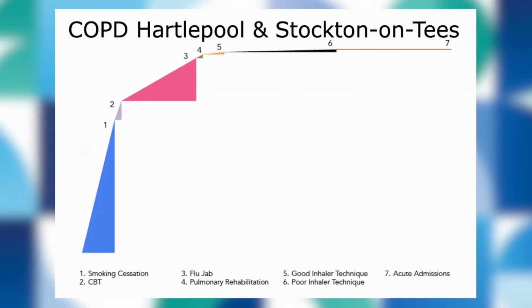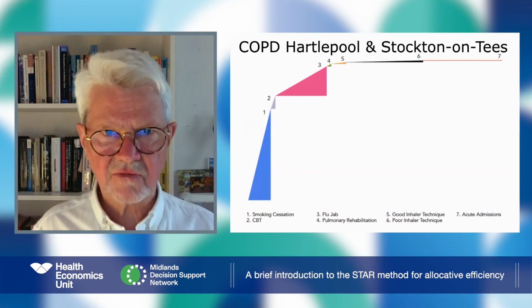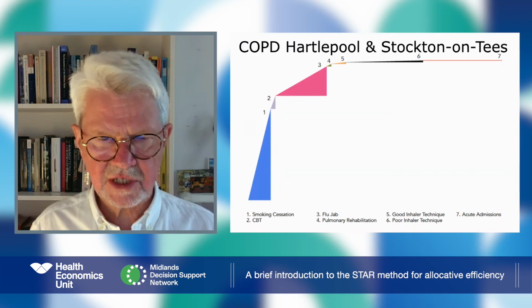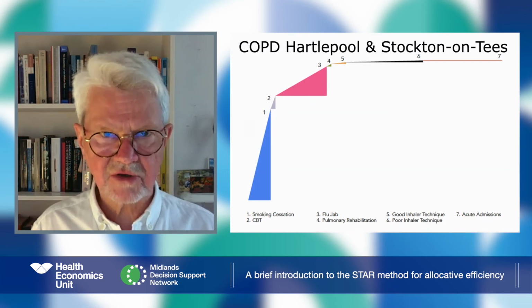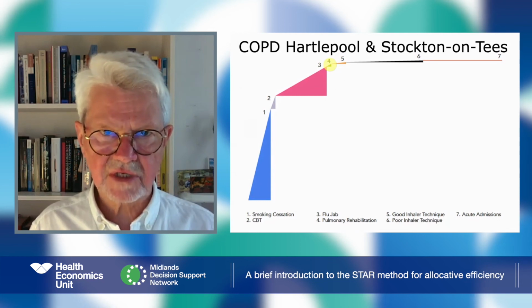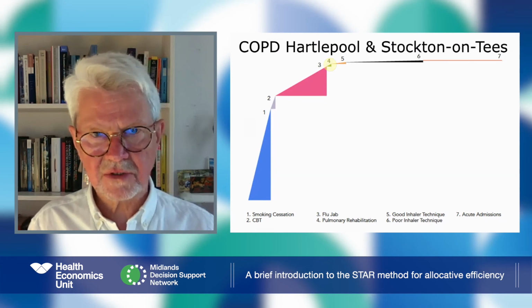And the second thing to note is the triangles with the biggest impact are 1, which is smoking cessation, and 3, which is a flu jab, which are generic interventions that are preventive and are not specific to COPD. The stakeholders were astonished to see that one of the things that they do to prevent COPD getting worse, which is pulmonary rehabilitation, which is the green triangle, number 4, has such a minimal impact on treatment of COPD because few people take it up and few people stay the course.